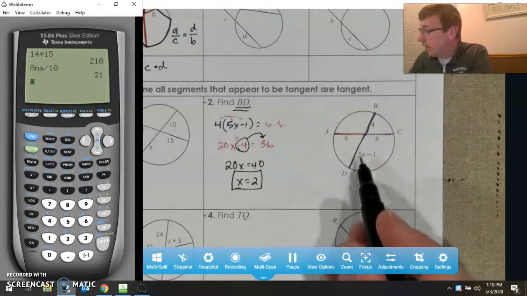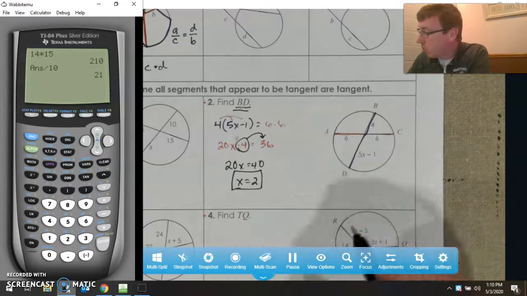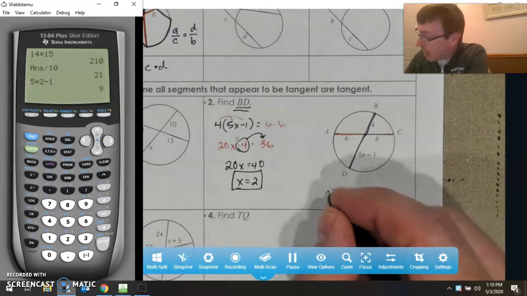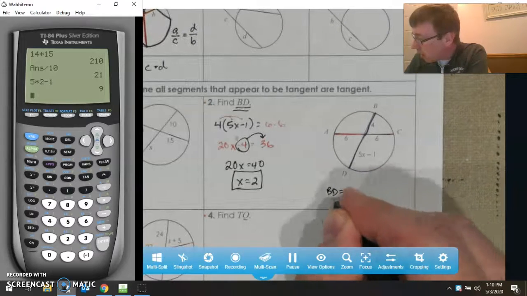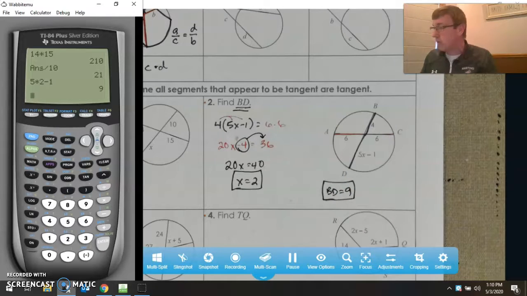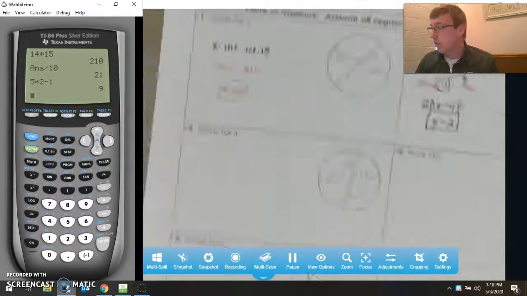So I'm going to take 5 times 2, which is 10, minus 1. So the length of BD is 9. Now if we check that using our quick mental math, 9 times 4 is 36, 6 times 6 is 36. So nice, simple, easy mental math there. Now I'm going to take a look at number 3.